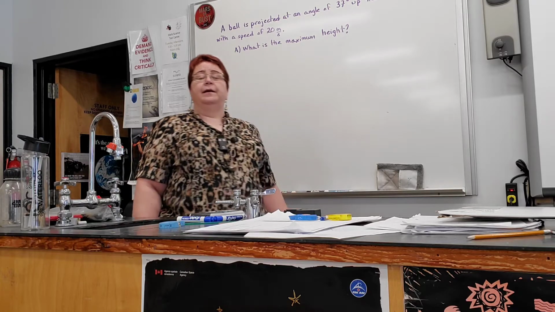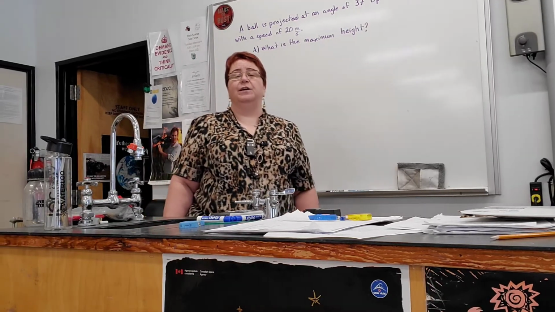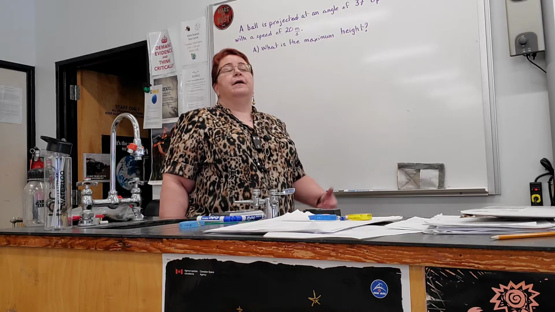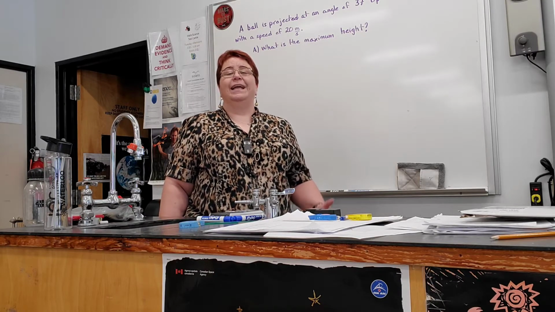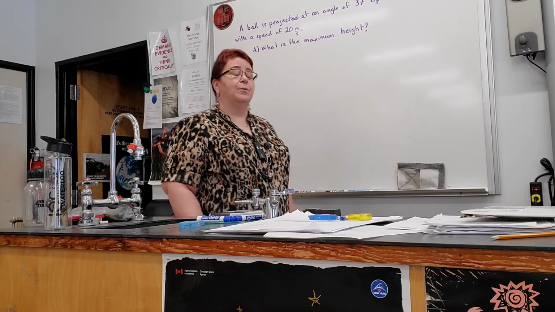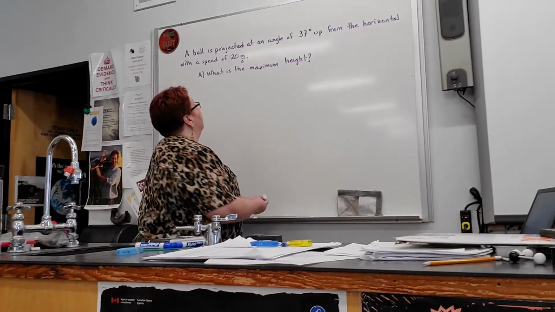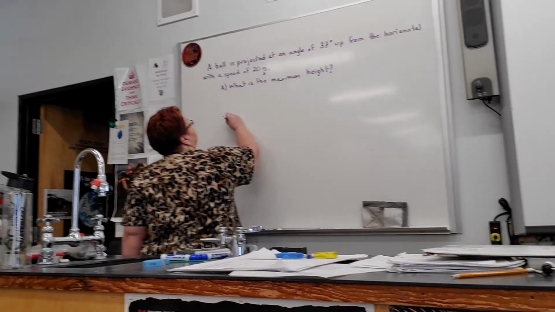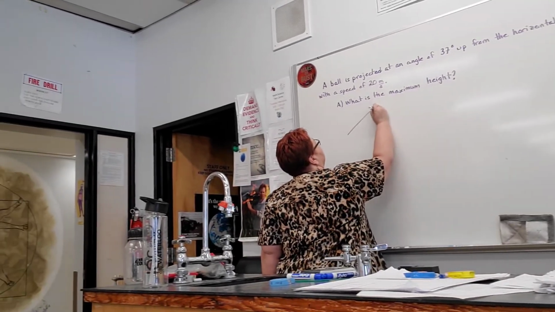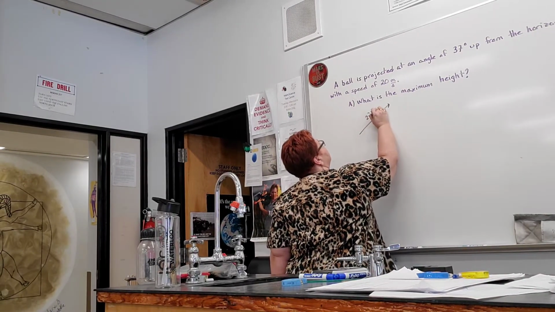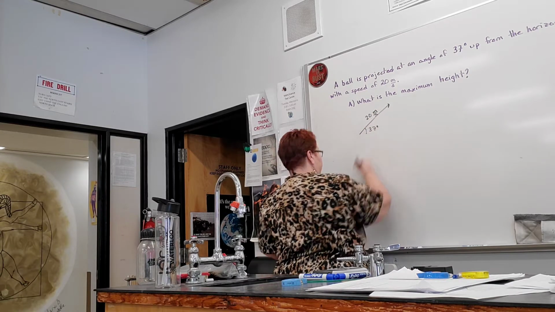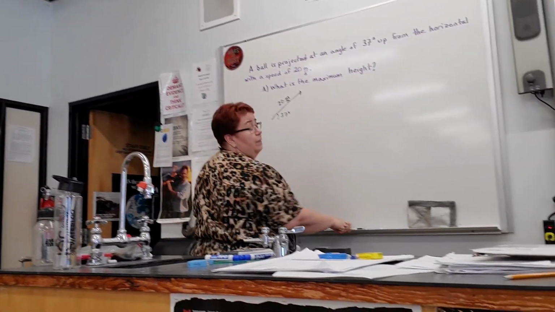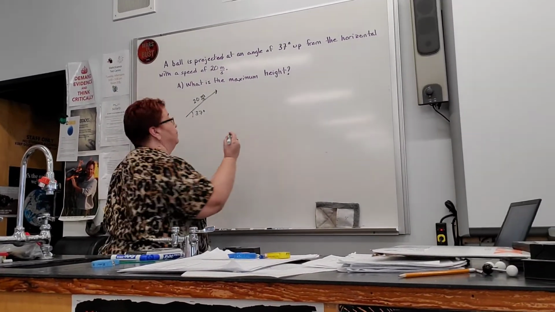So step 1 in any type of problem involving vectors is to make sure that you separate any vectors that are not horizontal or vertical into their horizontal and vertical components. So we're going to start with that diagram. So here's our 20 meters per second at an angle of 37 degrees. And we want to draw the triangle for the two sides.